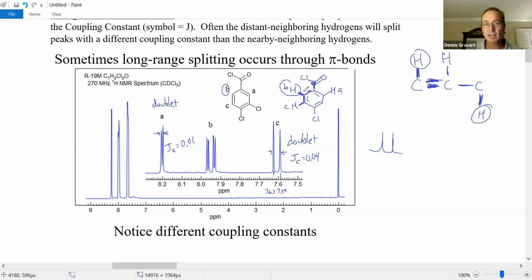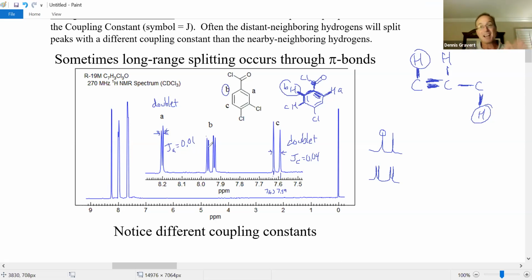But if we look at A and we count 1 sigma, 2 sigma, 3 sigma, 4 sigma bonds, and there's a pi bond intervening, now B can see A through long distance. The coupling constant is going to be weak. It's only going to be this far apart. But B feels like it has a distant neighbor over here. It has one distant neighbor. And if you have one neighbor, you're split into a doublet. So what A does is it takes the doublet that already was formed from C and splits it again, splits this into a narrow doublet and splits the other one into a narrow doublet. And we get this pair of doublets, a doublet of doublets, if you will.